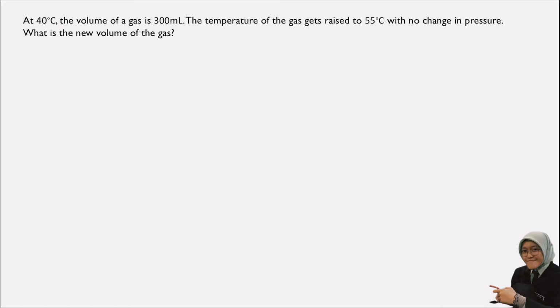Okay, next one: at 40 degrees Celsius, the volume of a gas is 300 milliliters. So from here, 40 is T, but we need to convert to Kelvin first. So we need to add 273.15 Kelvin. This 300 milliliter is the volume, so we take it as V initial.